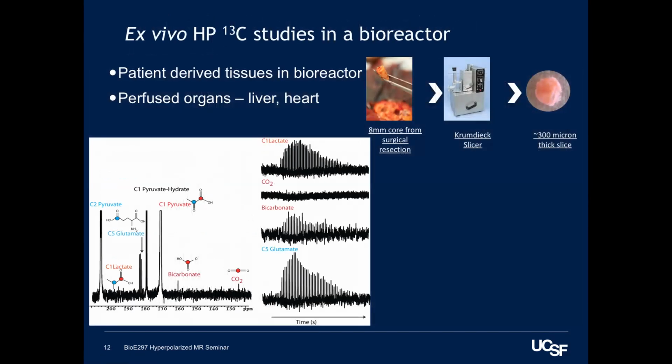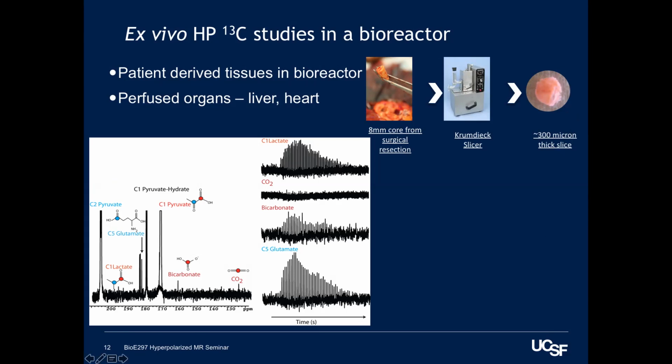And to me, this is the most powerful application of the bioreactor, to study living tissues. We've done this using both prostate and renal tissues derived from patients during surgical resections. We take a small 8 millimeter core, slice it using this special meat slicer into 300 micron thick slices, and then we can put anywhere from 4 to 6 slices in the 5 millimeter bioreactor.